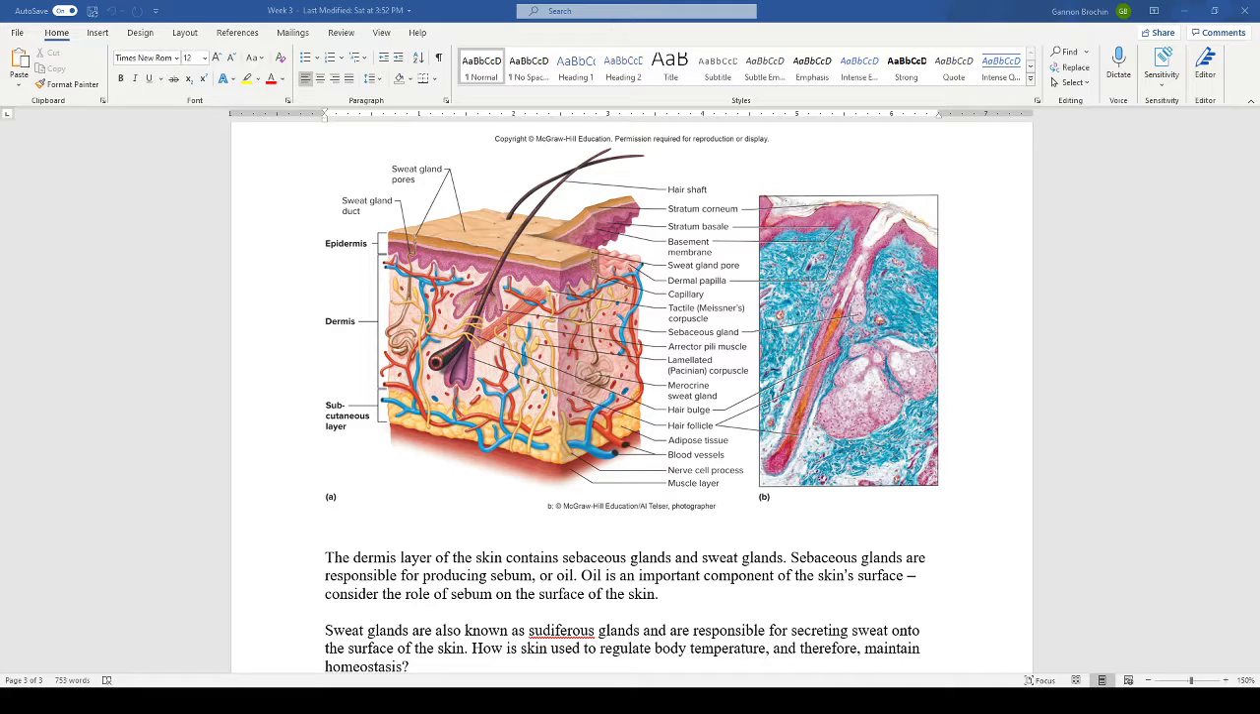Another big thing to look at in the text, make sure you read through the common skin disorders. Those are potentially important to know.